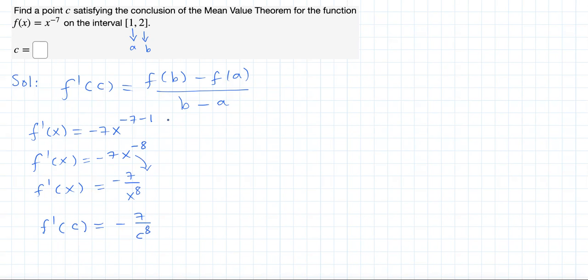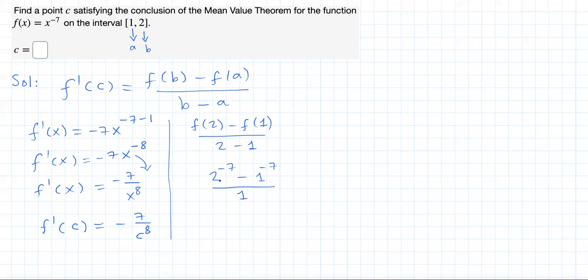Now let's work out this part. This should be f evaluated at b, but b is just 2, minus f evaluated at a, which is 1, over 2 minus 1. F evaluated at 2 is 2 raised to -7, minus 1 raised to -7, similarly, right? And 2 minus 1 is just 1. 2 raised to -7 is 1 over 2 to the 7. 1 raised to any exponent is just 1. 1 into this quantity is just the same quantity.